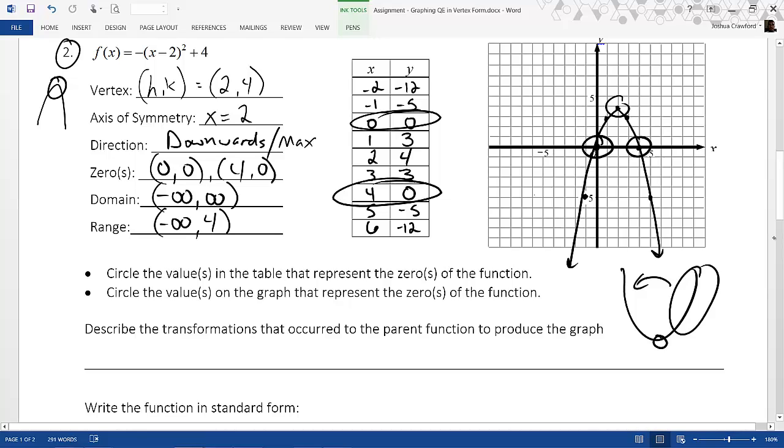Now we need to describe the transformations that occur to the parent function to produce the graph. So this part right here. Look at our function. We have a negative on the outside, and that means it reflected across the x-axis. And then the negative 2 on the inside means that it translated 2 units right.